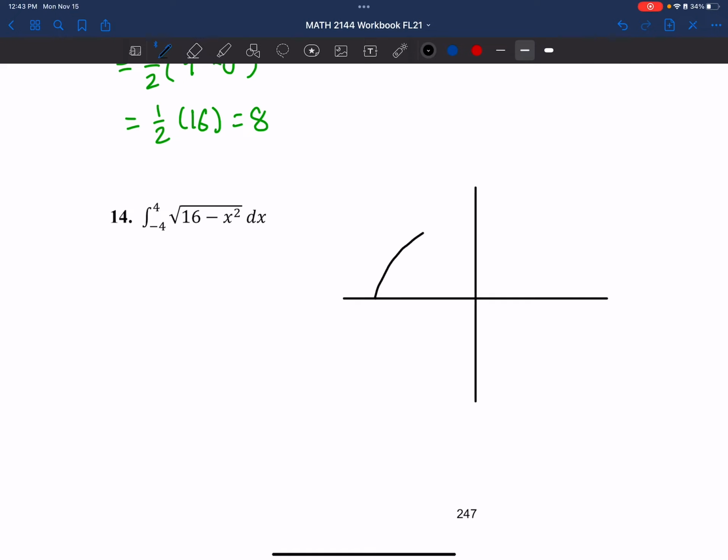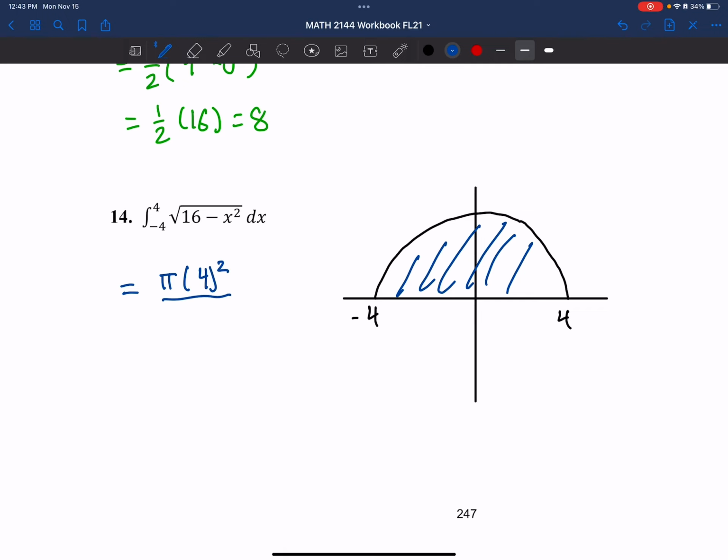So let's try and get a decent looking semicircle. Sure, decent enough. So of course, the radius is going to be 4. So the answer here is just going to be the region, the area under the curve, which would be pi times 4 squared divided by 2, because it's a semicircle. So this is going to be 16 pi divided by 2, or 8 pi. Yeah.